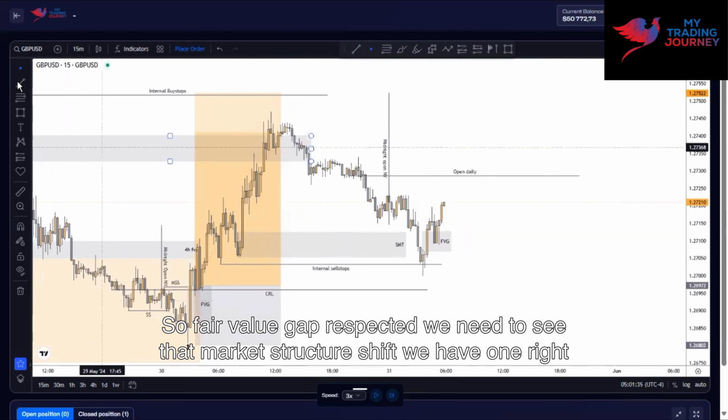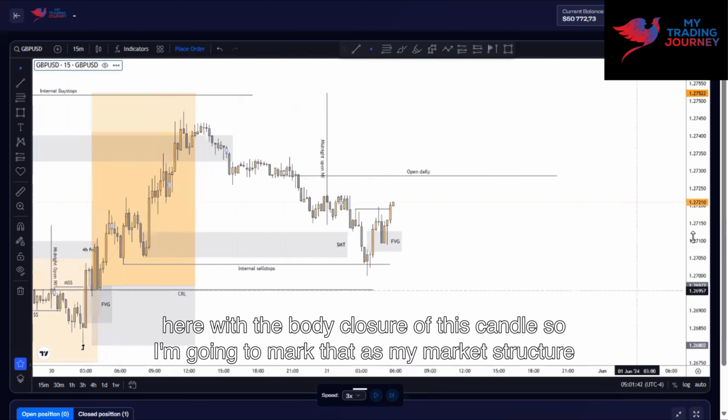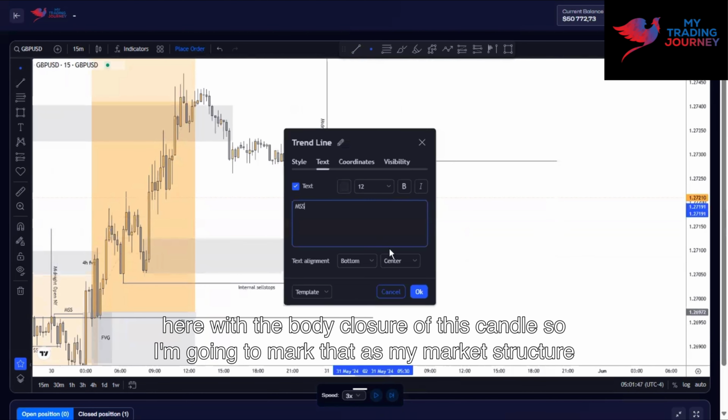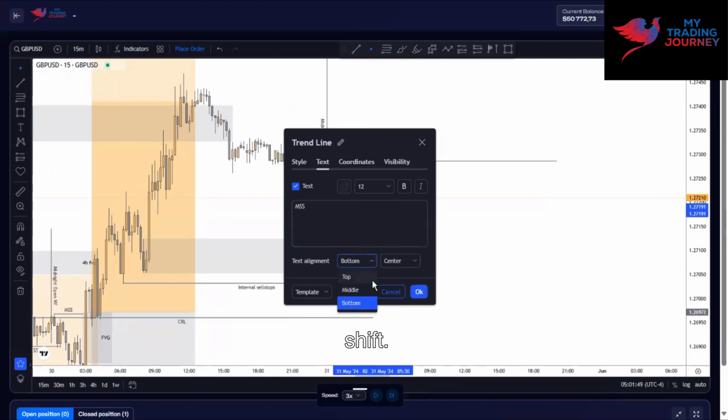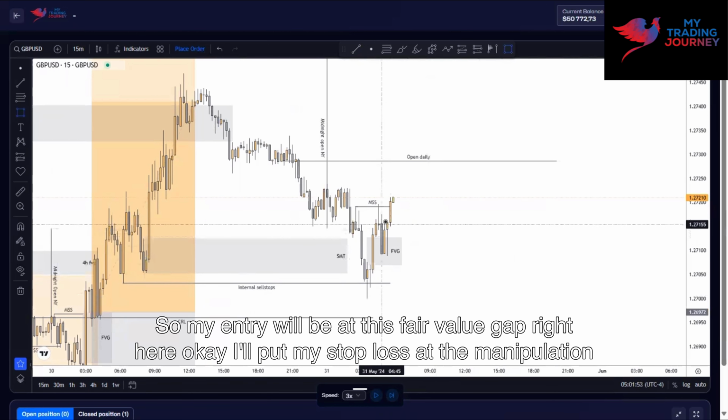We need to see that market structure shift. We have one right here with the body closure of this candle. So I'm going to mark that as my market structure shift top. So my entry will be at this fair value gap right here.